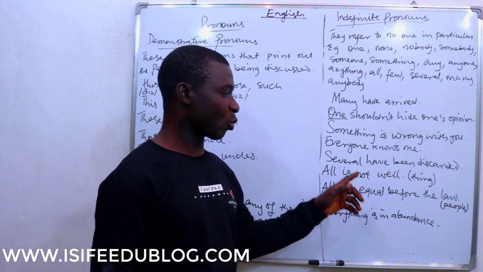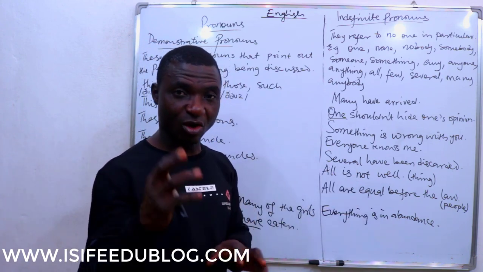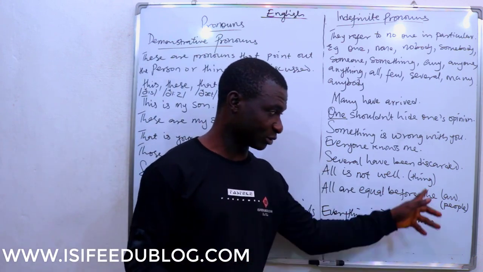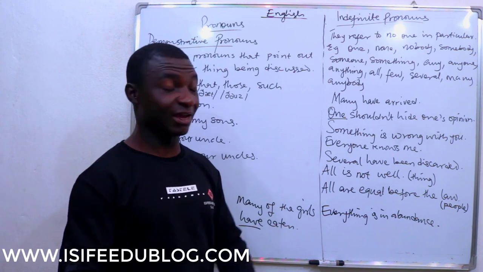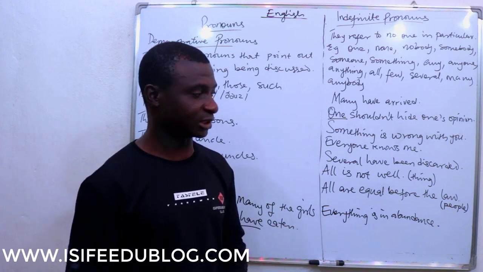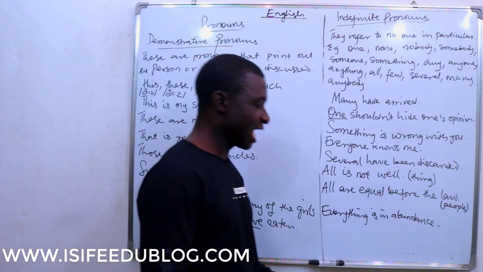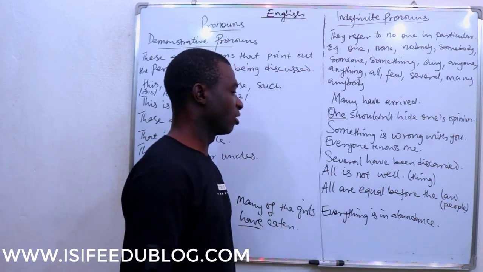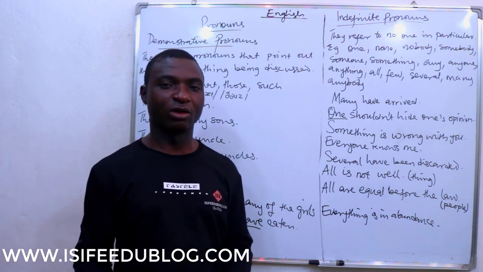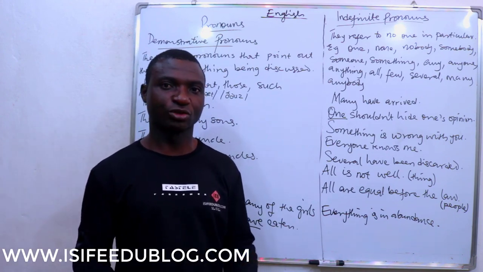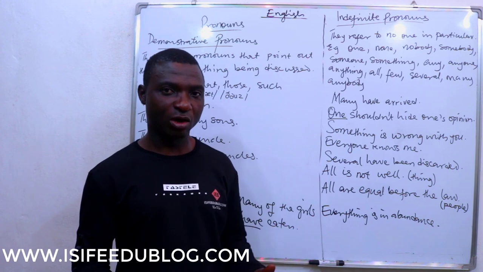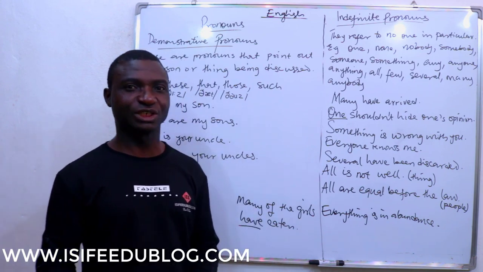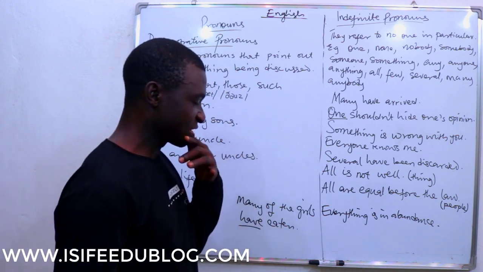All is not well. All behaves in two different ways. If all means everything, then it should take the singular verb. All is not well. All that glitters is not gold. All is lost that is not given. These are ancient sayings. Alright?